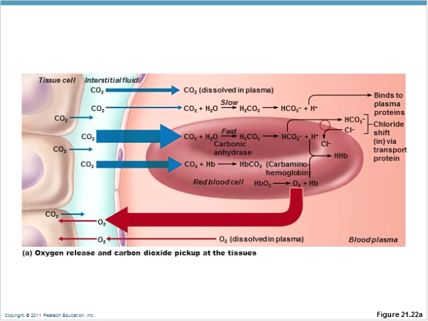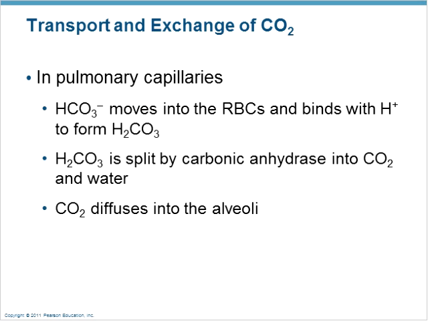We talk about oxygen release and carbon dioxide pickup in the tissues. What we're seeing is the red blood cell moving oxygen into the tissues. You're seeing CO2 moving out of the tissues back into the blood, some of it attached to the hemoglobin as carbaminohemoglobin, some of it attached to water as carbonic acid, and finally some which is just dissolved in the plasma.